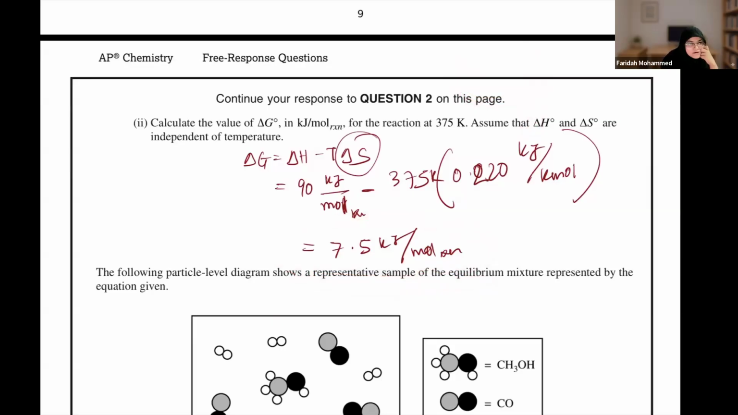Yes, Harshit. Why is it two significant figures? Okay, put 3. We don't care about the sig figs for now. As long as you have 3, you should be good. Okay.